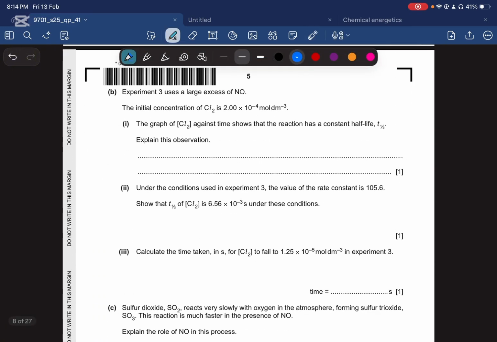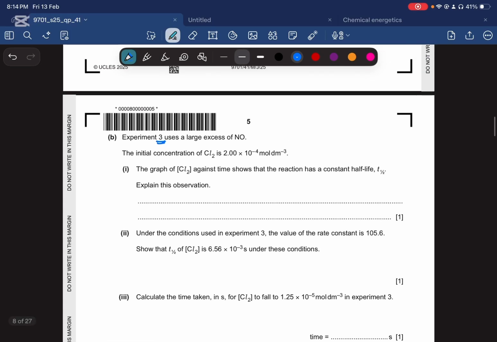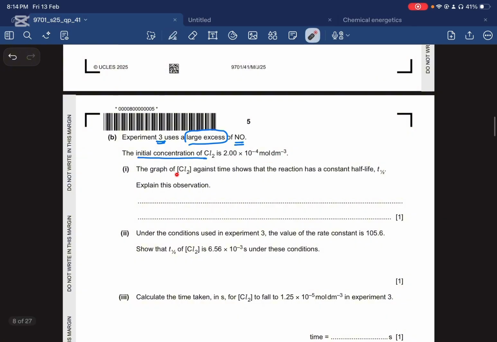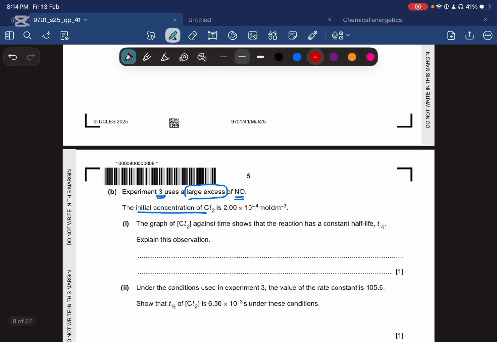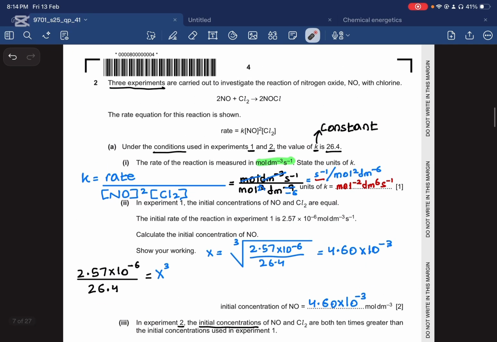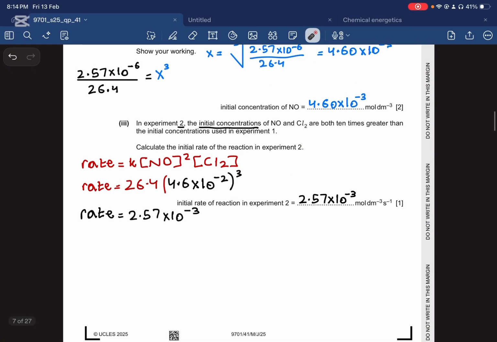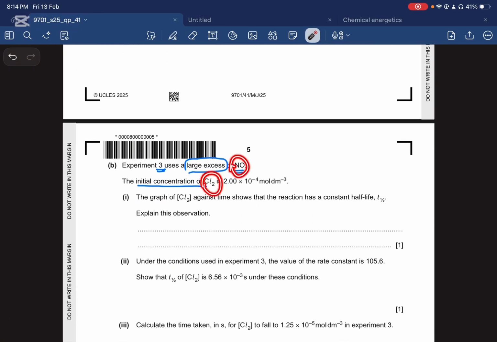Right. Part B. Experiment 3, okay, new experiment, uses a large excess of nitrogen monoxide. The initial concentration of Cl2 is this much. The graph of Cl2 concentration against time shows that the reaction has a constant half-life. Explain this observation. Okay, so how can you explain this? Well, first we need to understand this. What were the reactants used in our chemical equation? NO and Cl2.